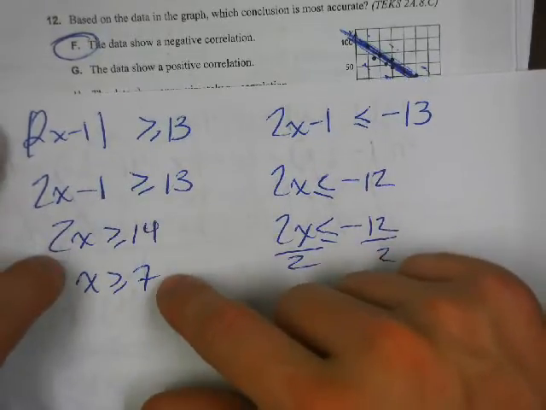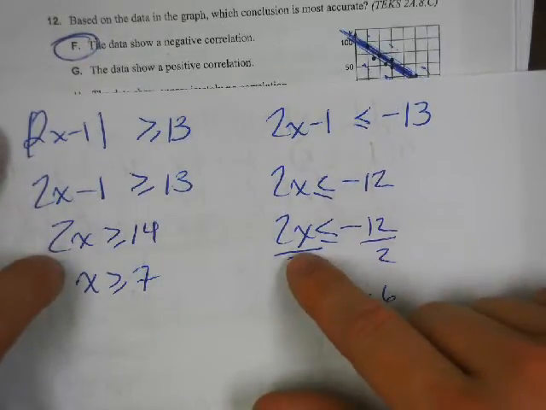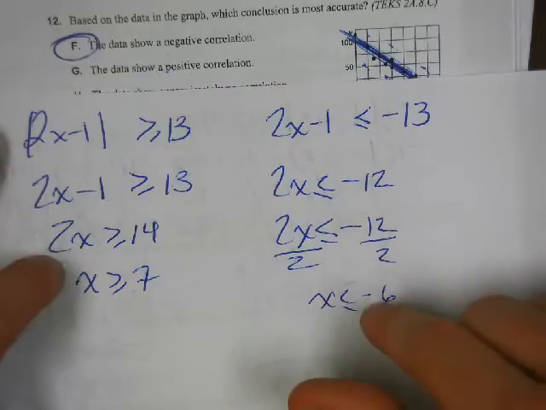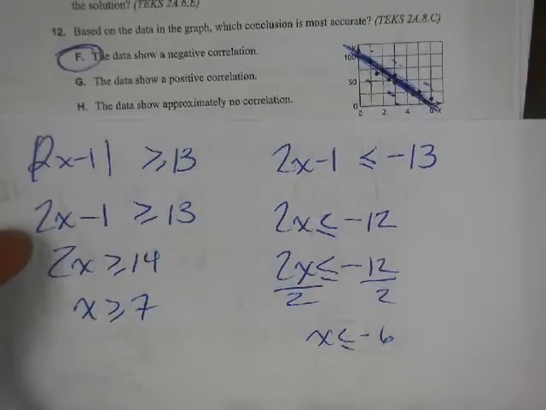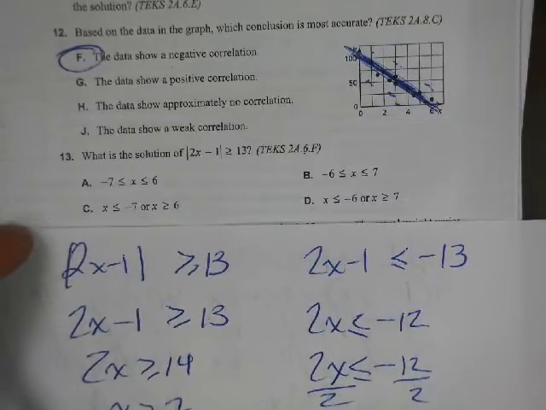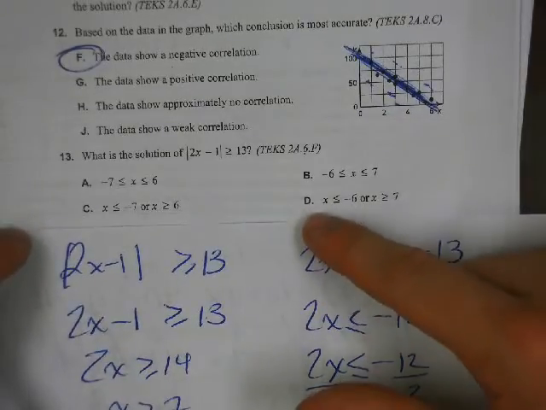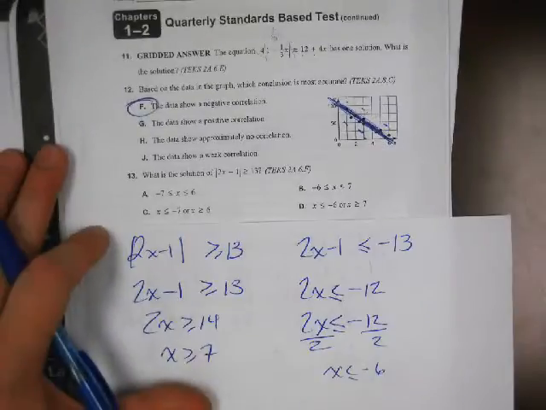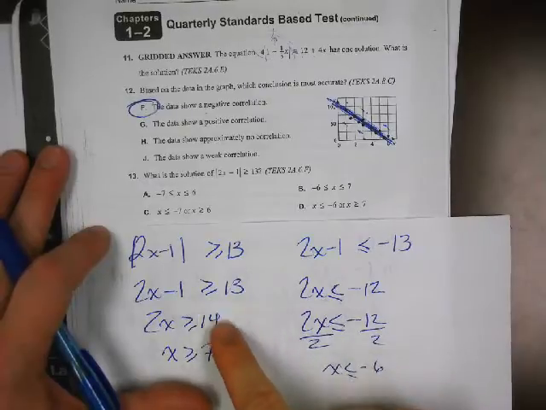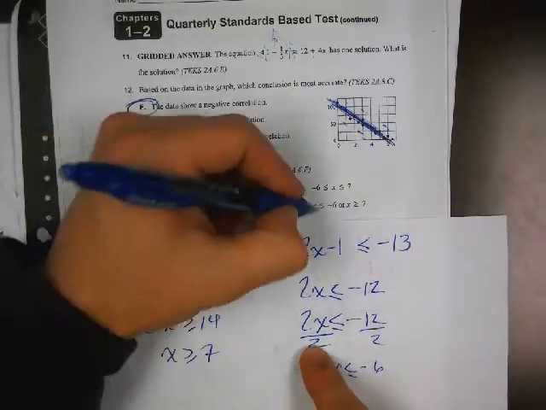Then I divided by 2, and I got that x is greater than or equal to 7. When I divided by 2 over here, I got that x is less than or equal to negative 6. Now that I have both of my answers, I need to find them down here. And I'm going to come out with this one. x is less than or equal to negative 6. And then x is greater than or equal to 7. And those are these two answers right here.